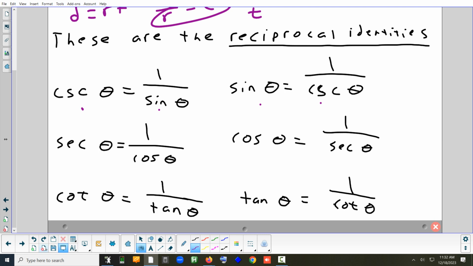And same thing here and here. If you flip cosine, you get secant. If you flip secant, you get cosine. If you flip tangent, you get cotangent. If you flip cotangent, you get tangent. It's exactly how we've been doing the reciprocals all along. I'm just making it a little bit more formal and saying that these are what we call reciprocal identities.